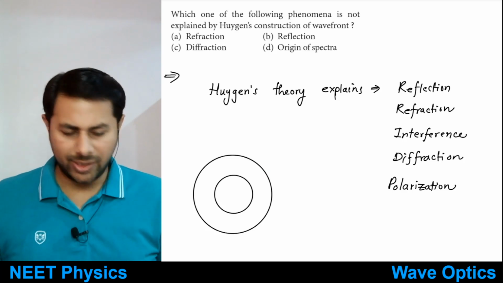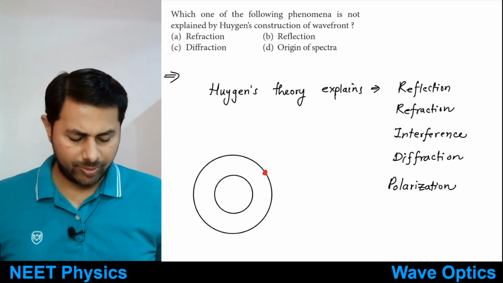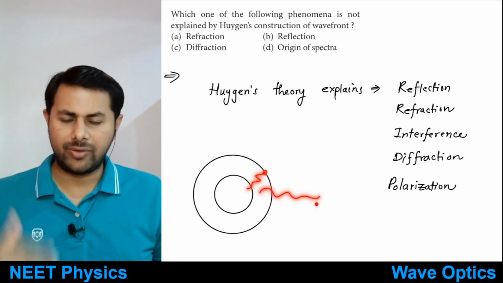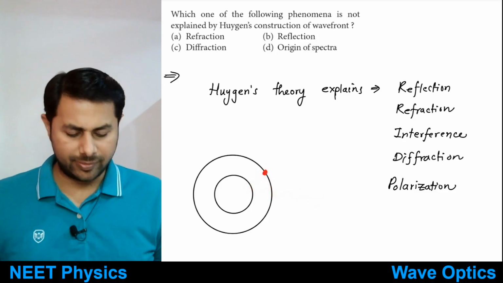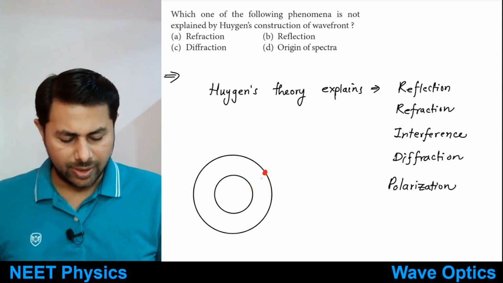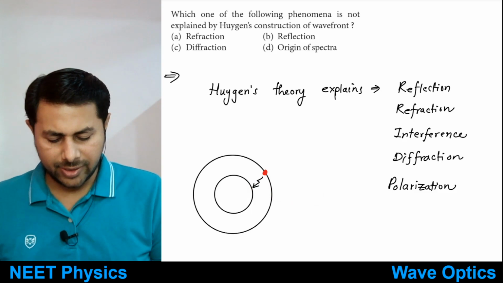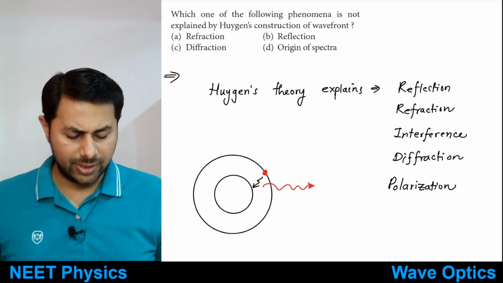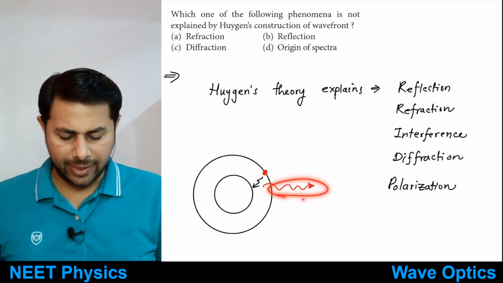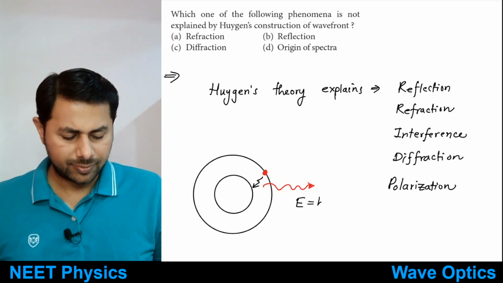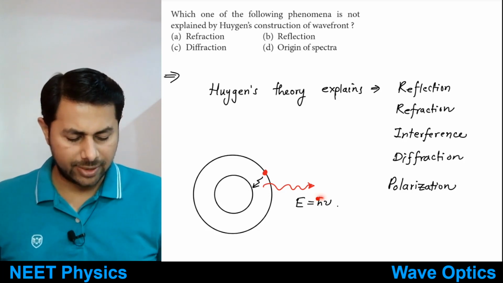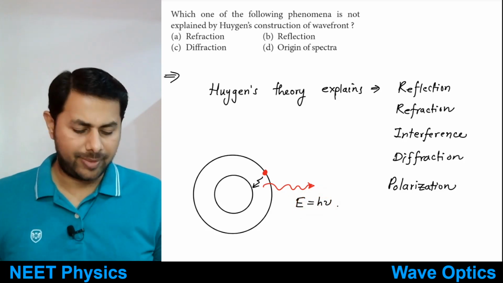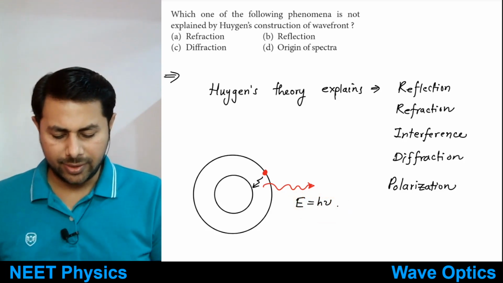So according to Bohr's theory, when an electron from higher orbit jumps to the lower orbit, it emits light which is equal to the energy difference between these two orbits. Okay. So when this electron jumps from here to here, it emits a light. And we'll see that. So energy of this light is equal to h times nu. H is Planck's constant, nu is the frequency, and this is one particle of light, one packet of light, so called a photon. This is called a photon.